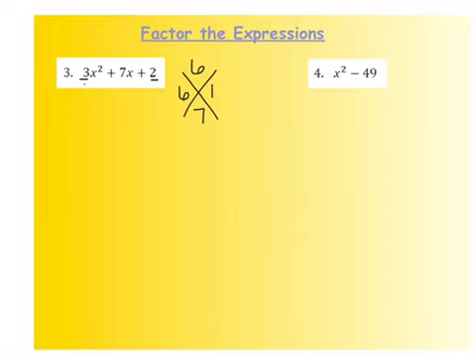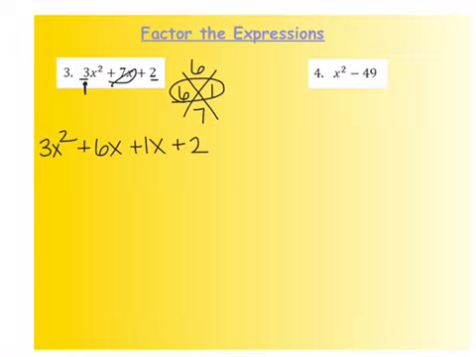Now, that a value is not a 1, so we can't get our factors right away, so we have to factor by grouping. So to factor by grouping, we are just rewriting the 7x here as these two instead, so that we have 4 terms instead of 3 terms. So I still have a 3x squared plus 6x plus 1x plus 2 as my constant. So now I can factor by grouping.